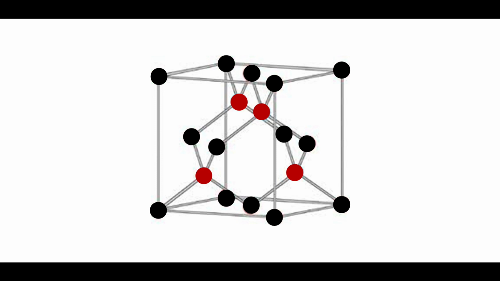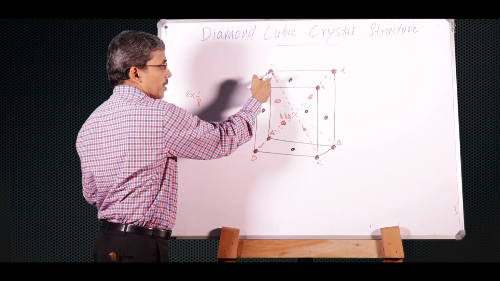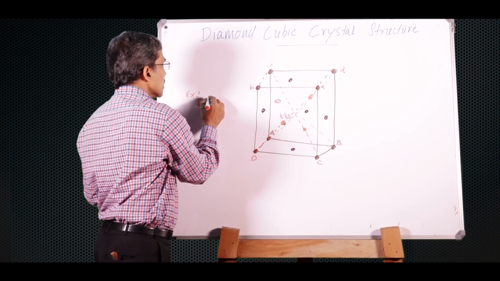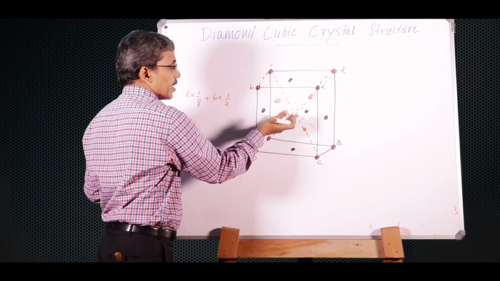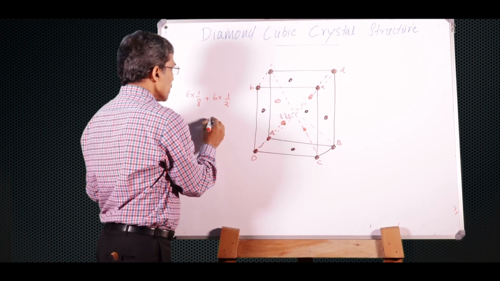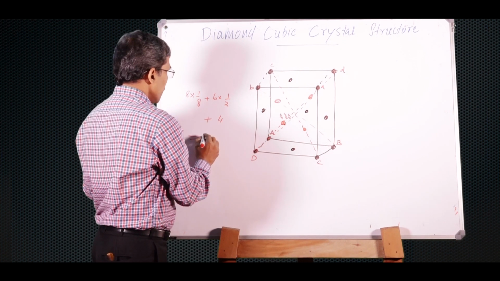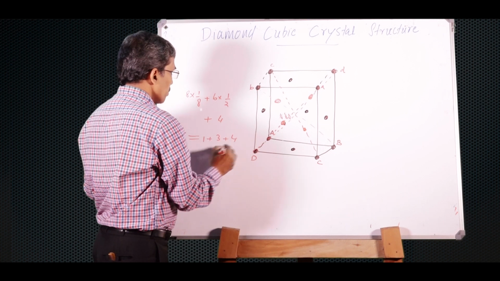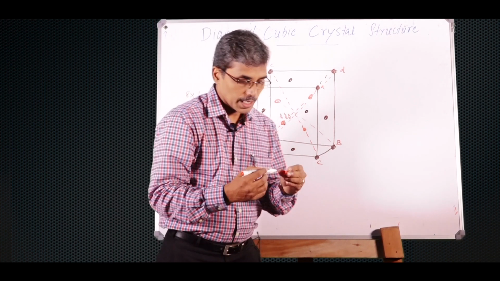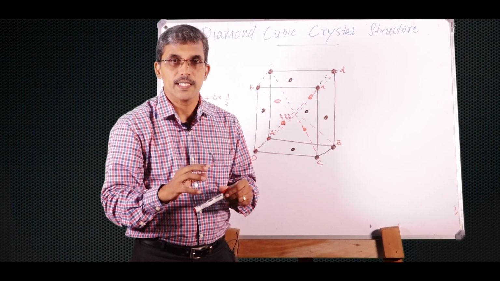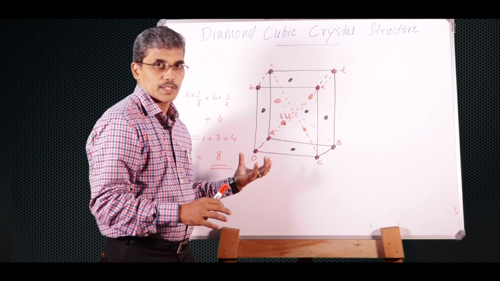So altogether you have 8 × 1/8, because only 1/8 is contributed by each corner, plus 6 × 1/2, only half, because each face atom is shared between 2 cells, plus an additional 4. So the total is 1 + 3 + 4. So a total of 8 atoms per unit cell. So the diamond cubic unit cell is a cubic unit cell which has 8 atoms per unit cell.